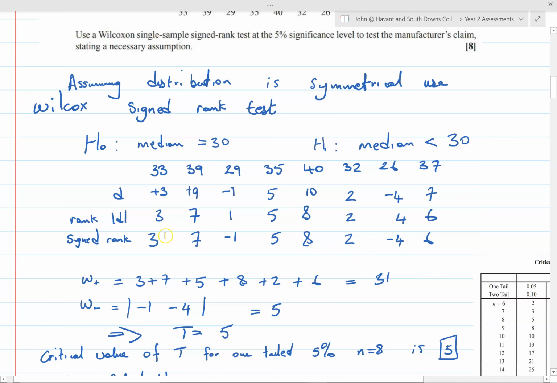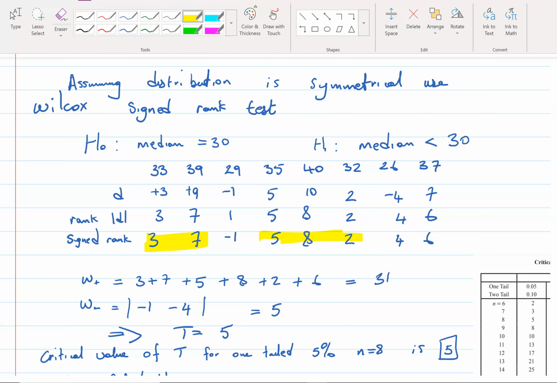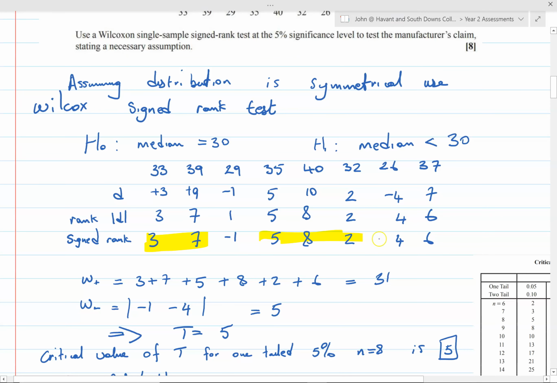Okay, so then what we do in this case, we look for W plus, which is assigned the sum of the positive ranks. So we've got all, not the -4. Sorry, the negative has been rubbed out by accident. So the -4 there. So it's all of those numbers here, added together, 31.